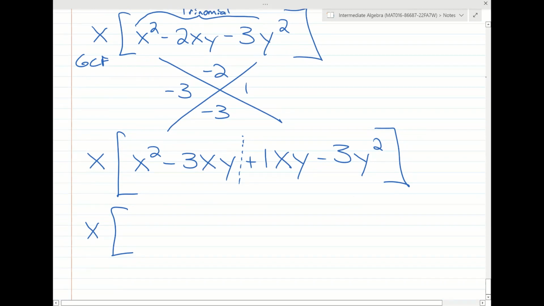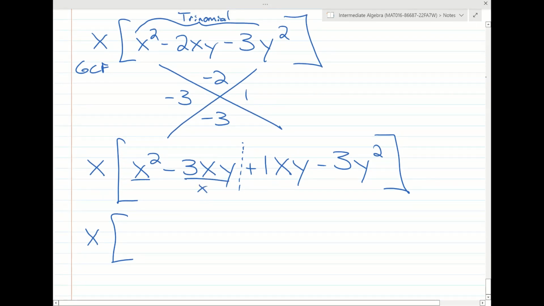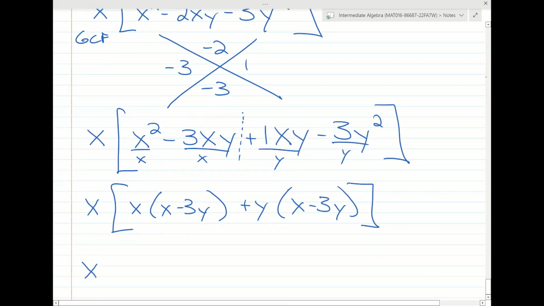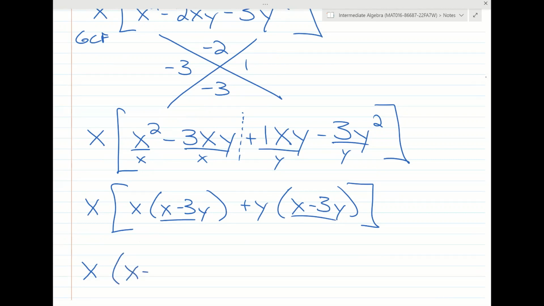So we could go ahead and take out an X from these. Take out a Y from these. And luckily, we get the same thing here. Not luckily, that's the way it works. And we just get X minus 3Y times X plus Y.